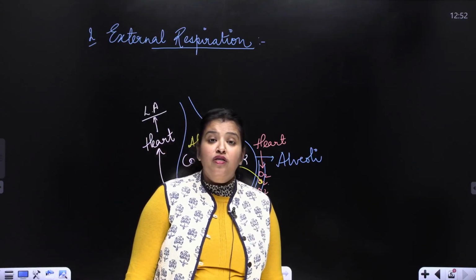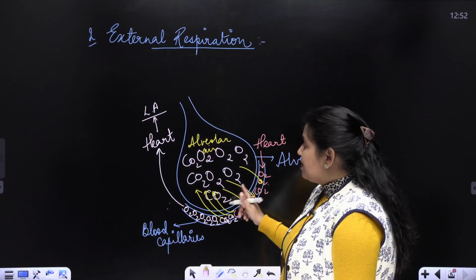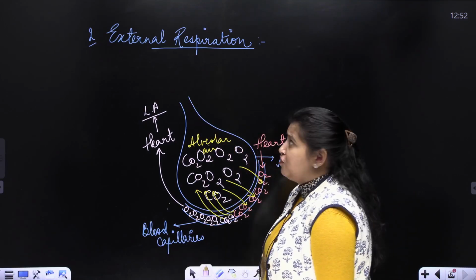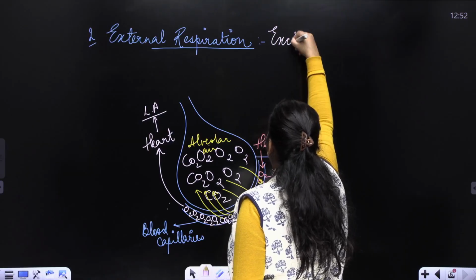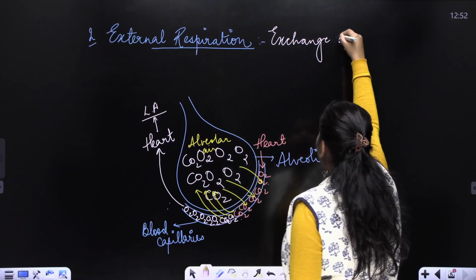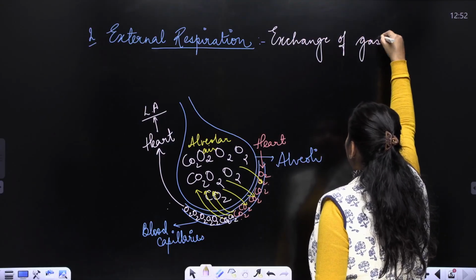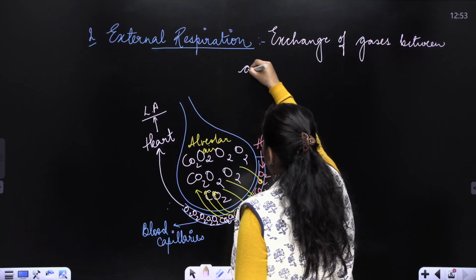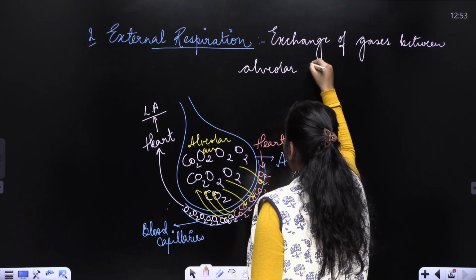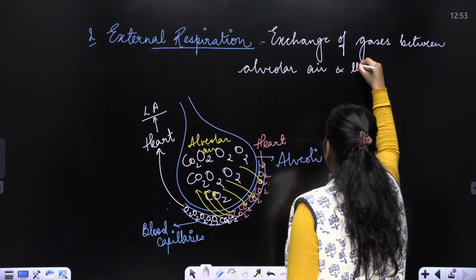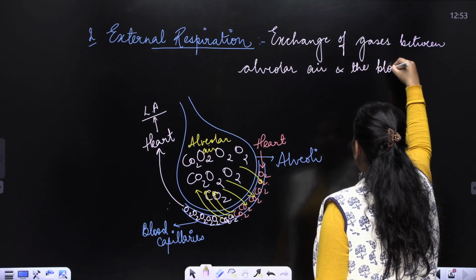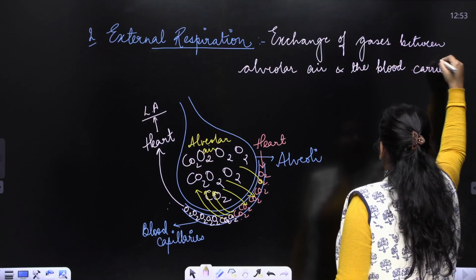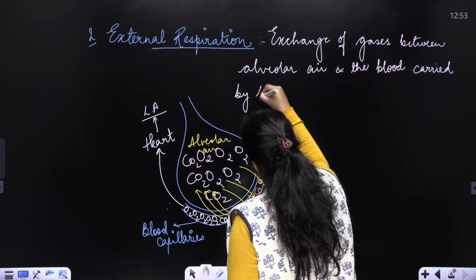Clear? So this is the process of external respiration which is taking place in the alveoli. So how will you define external respiration? Exchange of gases between alveolar air and the blood carried by the blood capillaries.